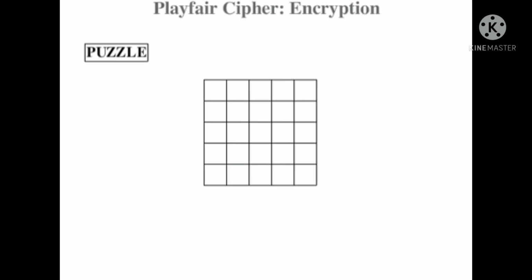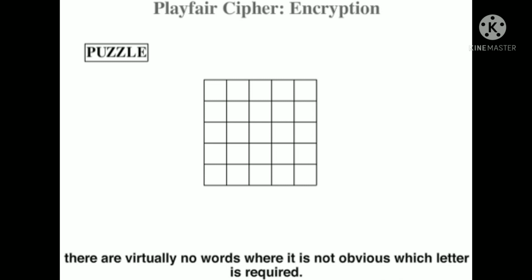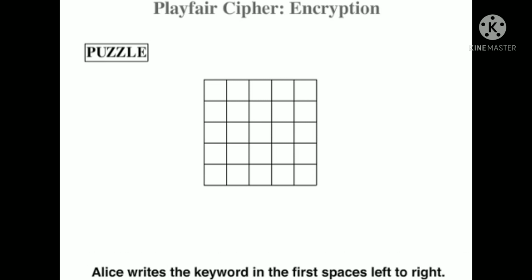First, create a 5 by 5 grid. Although there are 26 letters in the alphabet, only 25 squares are required as I and J are incorporated into one square, as there are no words where it is not obvious which letter is required. Alice writes the keyword in the first spaces, left to right.